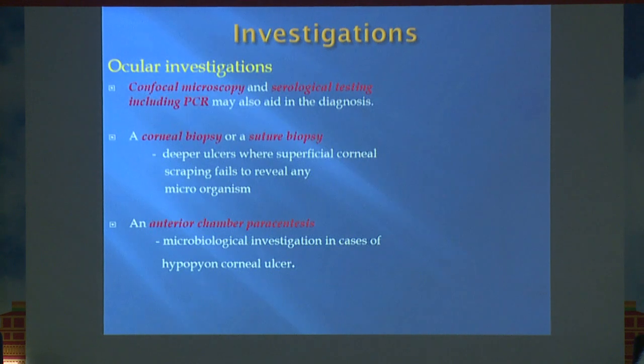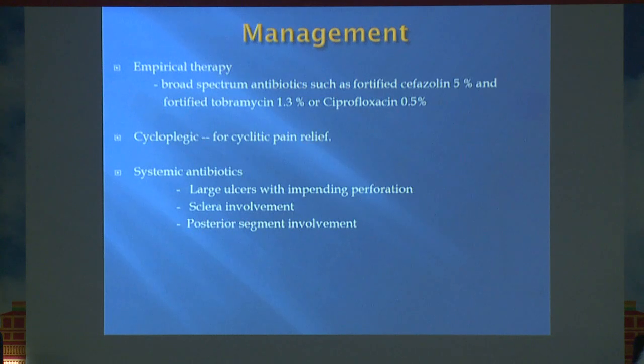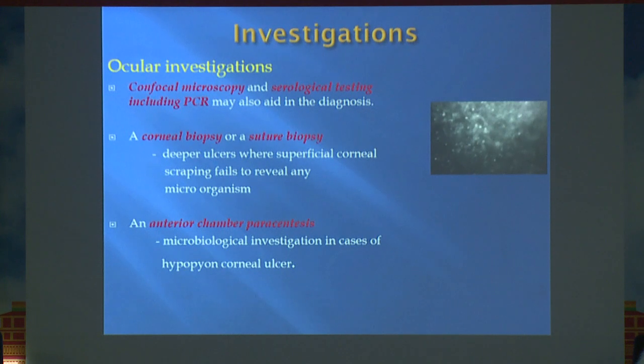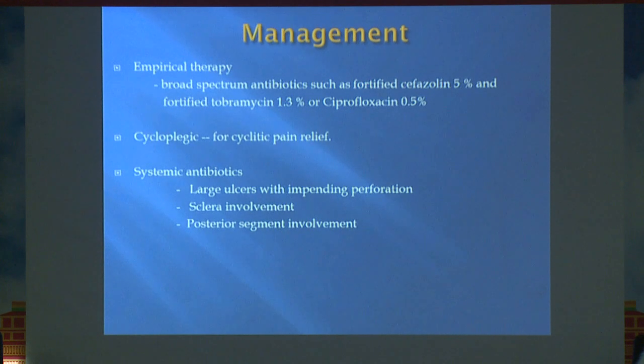Along with culture, other microbiological investigations that need to be done include Gram staining, Giemsa staining, Ziehl-Neelsen staining and KOH wet mount. Other specialized investigations may include confocal microscopy and serological testing, including PCR, that may also aid in diagnosis. Corneal biopsy or suture biopsy may be taken for deeper ulcers. An anterior chamber paracentesis can be done for microbiological investigation in case of hypopyon corneal ulcer.